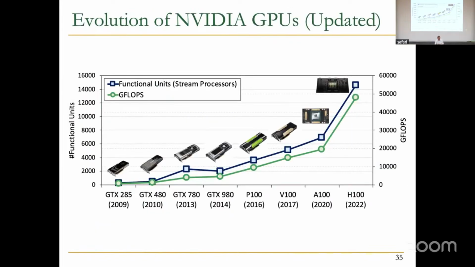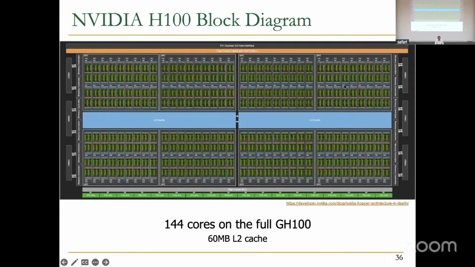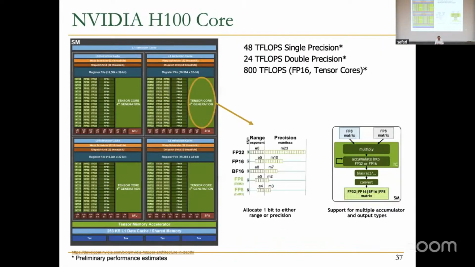Now we actually updated this graph over here. This is H100, and you can see that it's growing, and also memory is growing. So now we have 144 cores in H100. That's 2022, and a bigger cache, etc. And now tensor cores are becoming more sophisticated also.